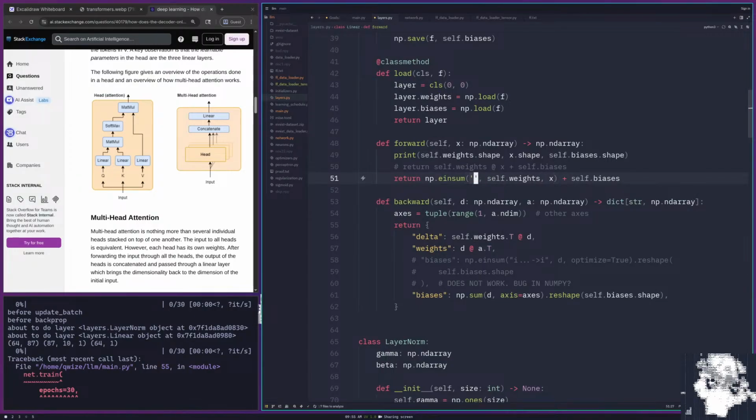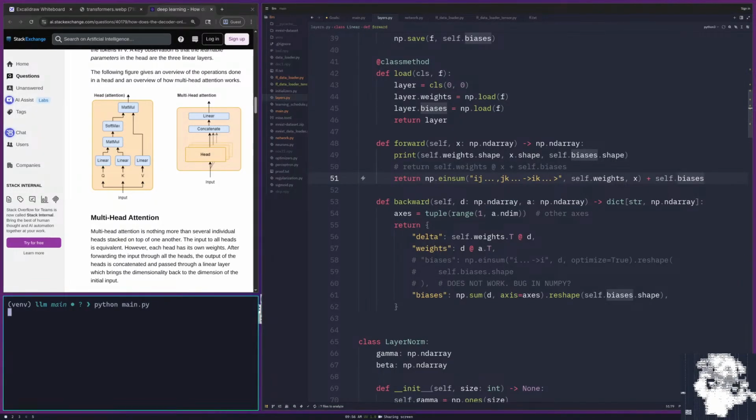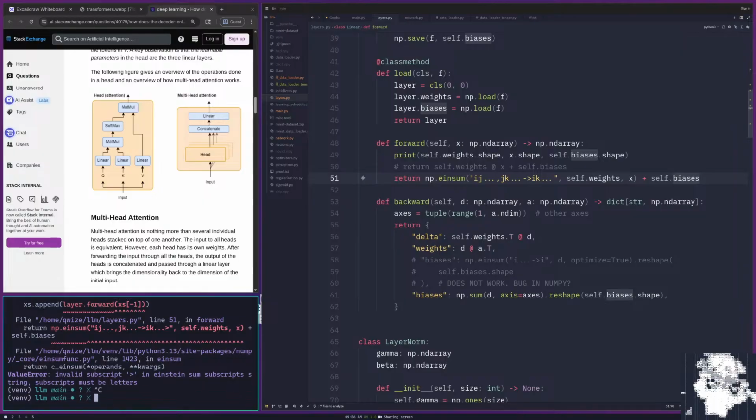And then the sum is nm, etc., mn, etc., goes to, or wait, let's just do ij, jk, goes to ik, etc. I think that's what I want. I added an extra, yes.